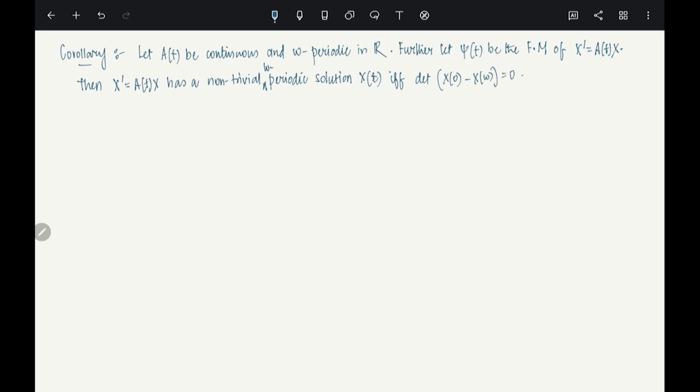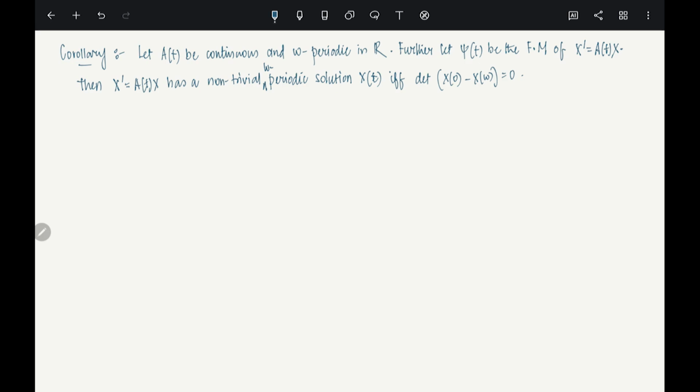Is this okay? So basically what it is saying is this: if A and B are periodic, let's just call those systems periodic systems. This corollary is not about the inhomogeneous problem but for a homogeneous problem. Let's say x prime equals to a times x is the equation given to us, the homogeneous problem, and you have a fundamental solution psi of t corresponding to that. Of course 0 is always a solution of this homogeneous equation, but you can also have a non-trivial solution. And the solution will be periodic if and only if the determinant of the fundamental solution evaluated at 0 minus evaluated at w is 0.